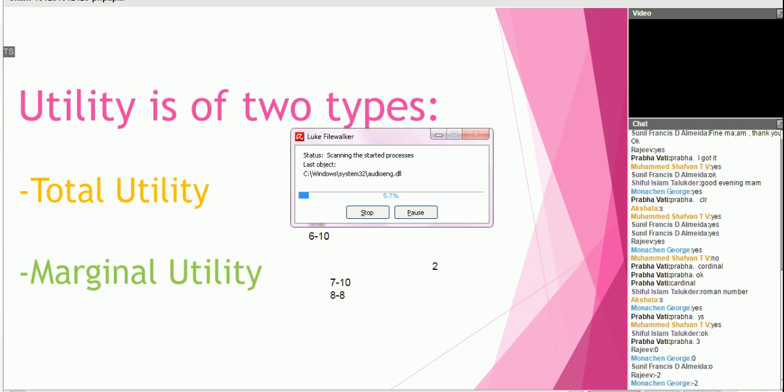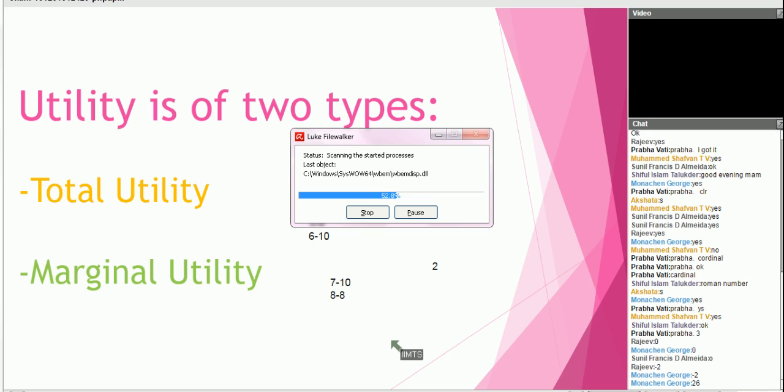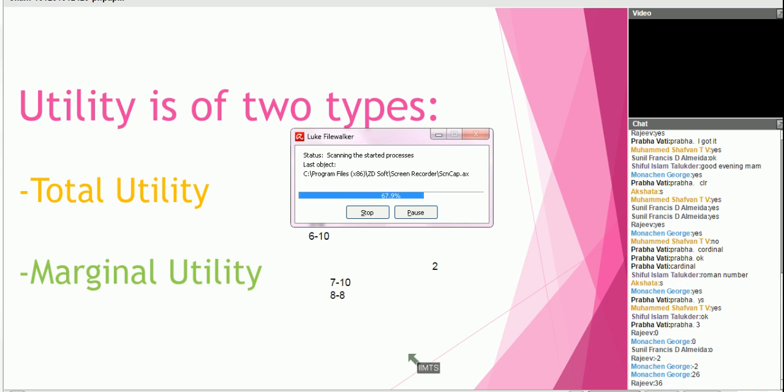Now if I talk about the example which I was giving, what is the total utility in this case, for the 5th, 6th, 7th and 8th units? What is the total utility in this case? Monitoring says 26. It's 36. Yes, Rajiv, it's 36. It is 8 plus 10 plus 10 plus 8. That is 36.